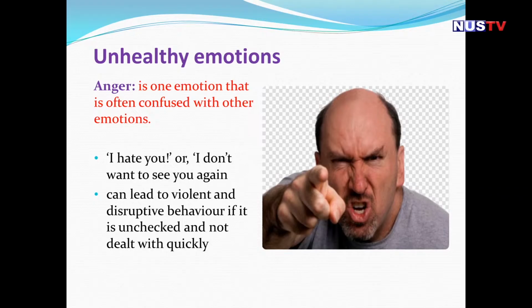For example, they may express it by breaking or ruining things, or by hitting other children, or by picking on people weaker than themselves. Anger is one of the emotions that is often the cause of crisis situations amongst teenagers.